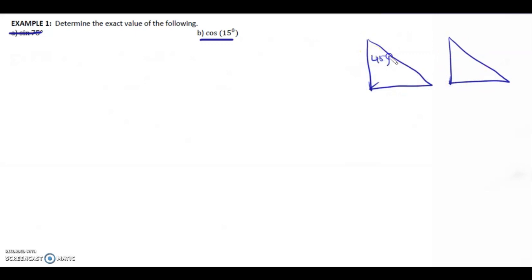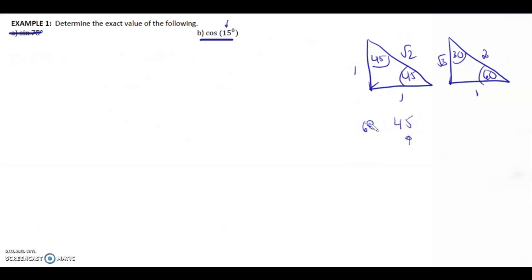Example 1, again, we already did A. Now let's move on to B. Determine the exact value of cos 15 degrees. Again, for every single question that I do, I go to the side of my paper and write out the special triangles: 1, 1, root 2, then 30, 60, 1, 2, root 3. So cos of 15. Again, we have this 5 here, and the 5 triggers me to do the 45.